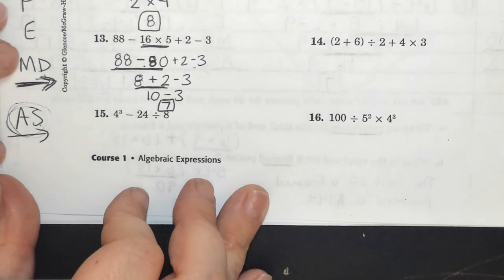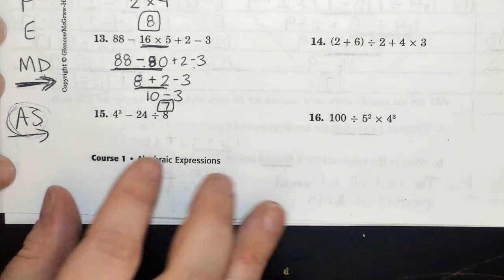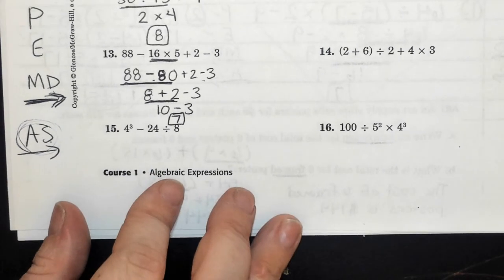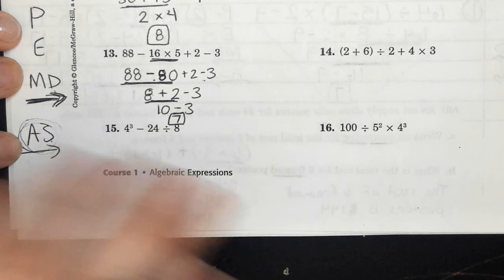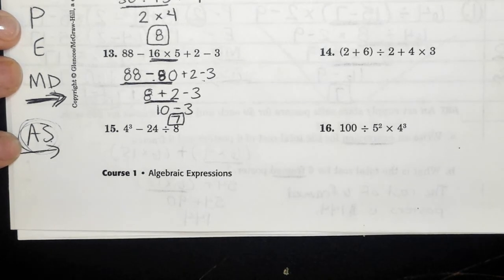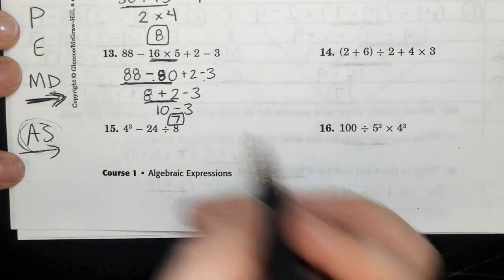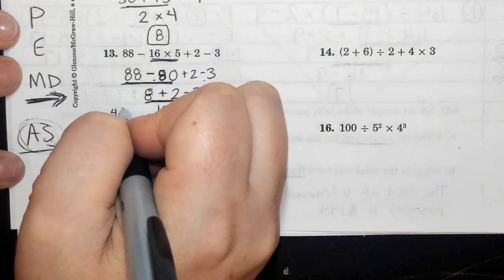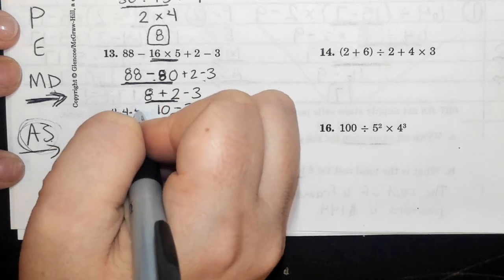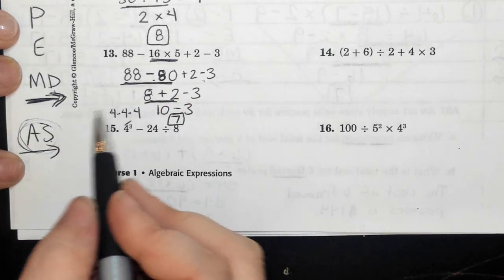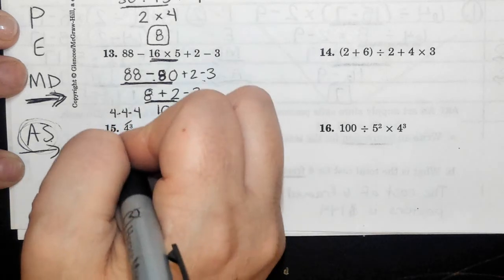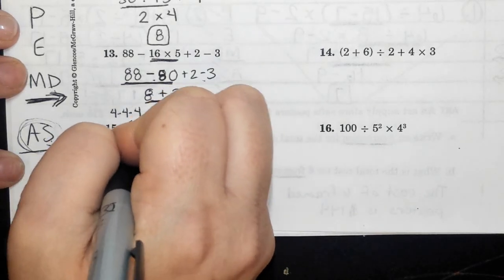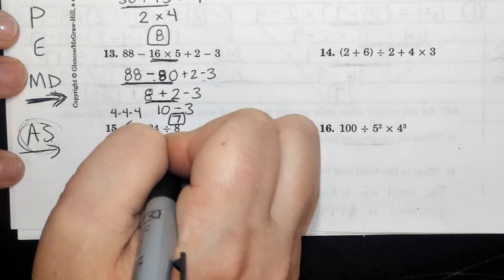All right, number 15. Order of operations. What should I do first on 15? What are we going to do first here? Peyton. 4 times the third power. All right, so 4 to the third power means 4 times 4 times 4, which we already worked out on the front. What was that? 64 minus 24 divided by 8.